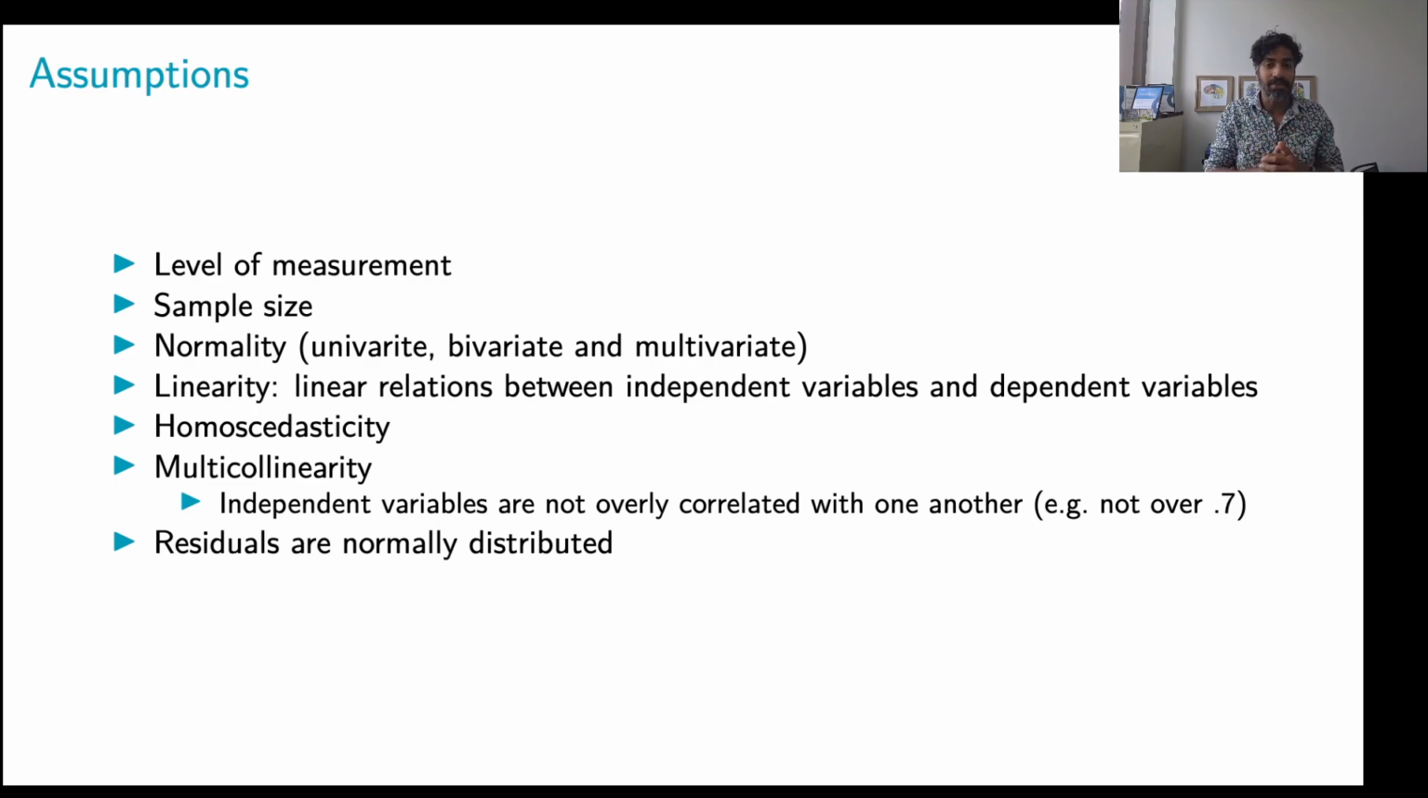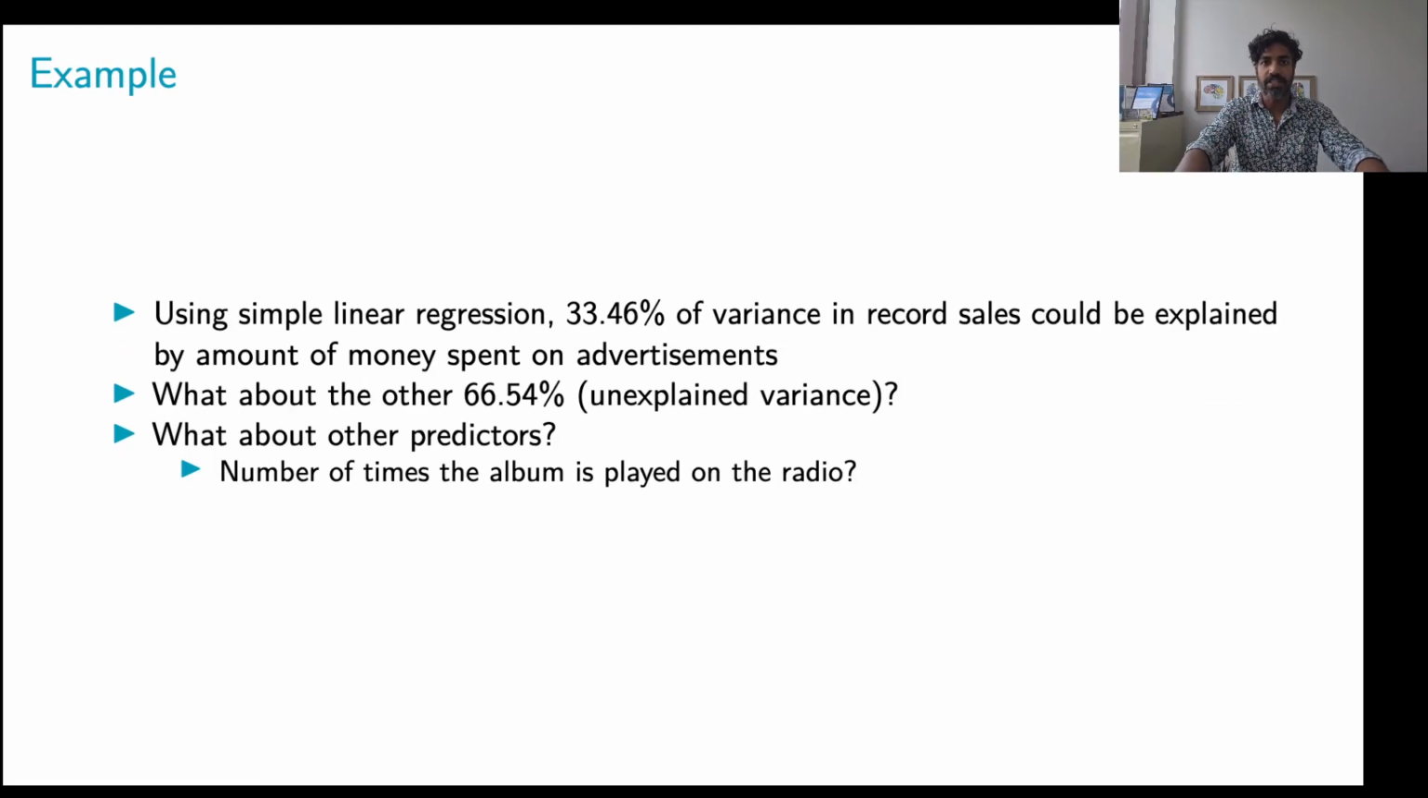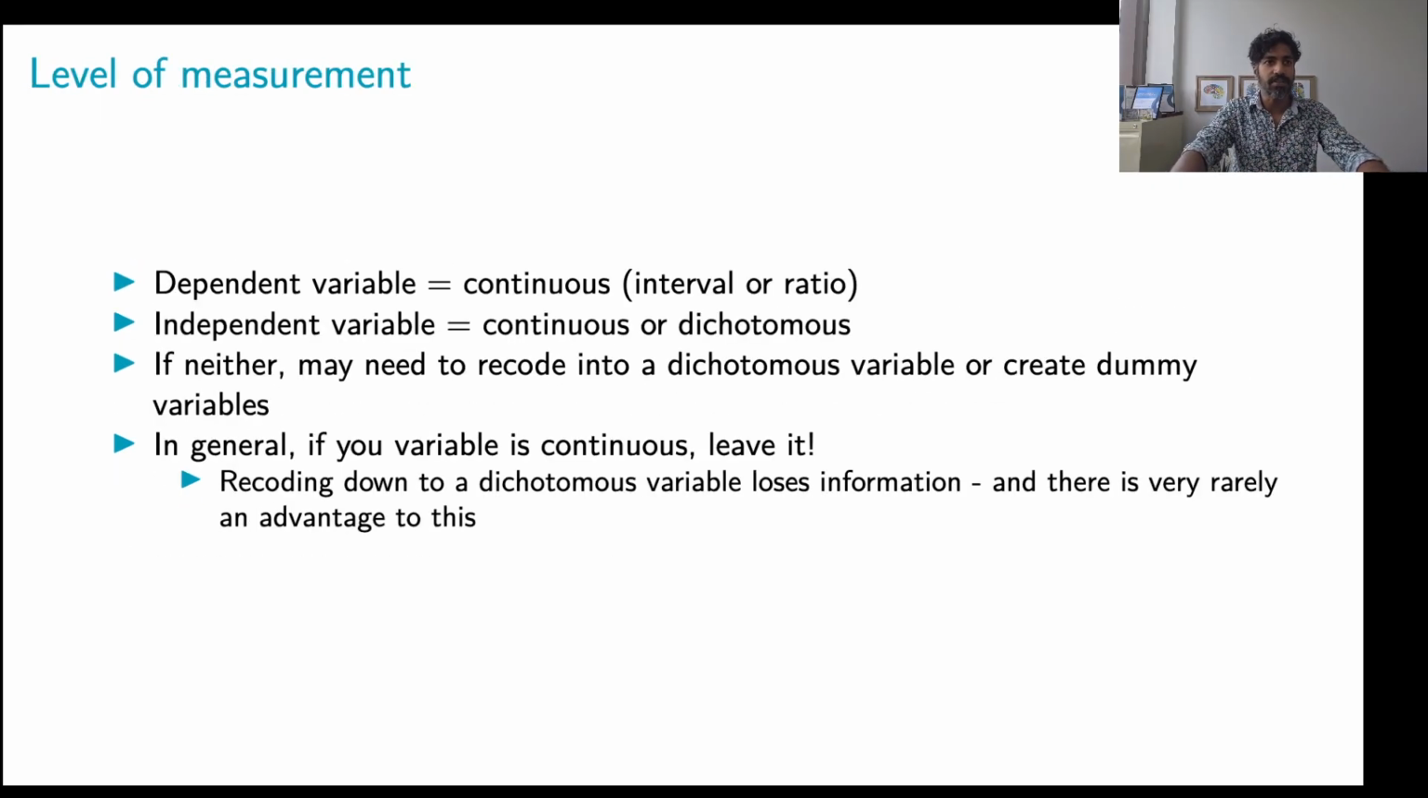And I'll show you some of those links a bit later in the lecture as well. But that's why the assumptions are so similar across these different types of analyses. So let's talk through each of these assumptions in relation to this example question: we've explained 33.46% of the variance in album sales in relation to amount spent on advertisements. But are there other predictors that could add to the amount of variance that we explain in our models?